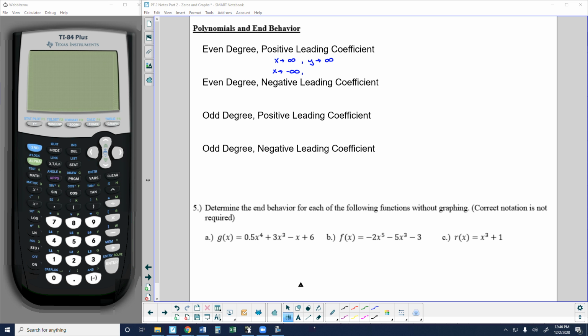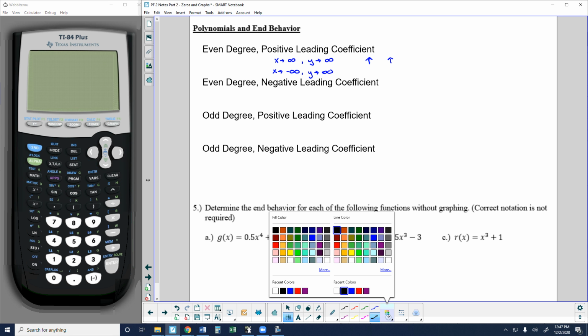If it's even degree, they're going to go the same direction, so y is going to go to positive infinity as well to the left. So the ends are going to go up and up in both directions. So to the left and to the right, it's going to go up for both of those. So this would be the official notation, but if you remember up and up, that's good.